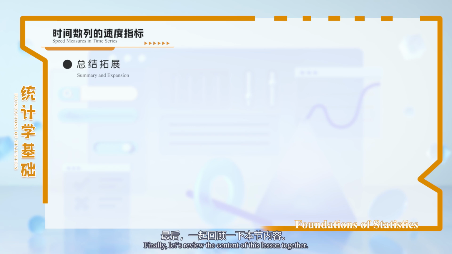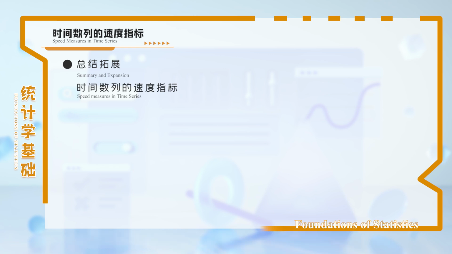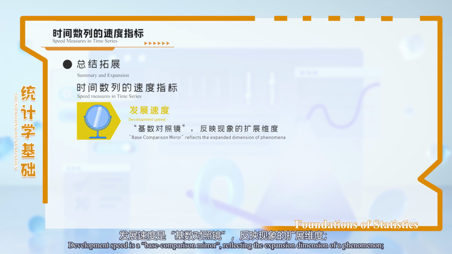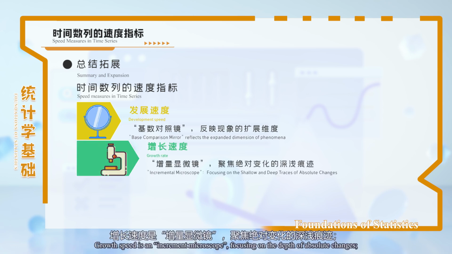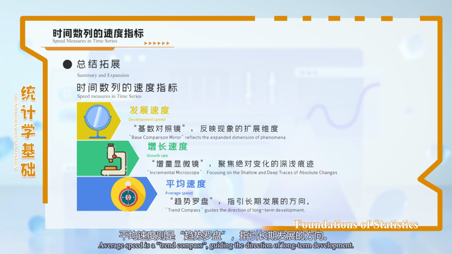Finally, let's review the content of this lesson together. The speed indicators of time series are like a set of dynamic codes that unlock the growth mysteries behind data. Development speed is a base comparison mirror, reflecting the expansion dimension of a phenomenon. Growth speed is an increment microscope, focusing on the depth of absolute changes. Average speed is a trend compass, guiding the direction of long-term development.